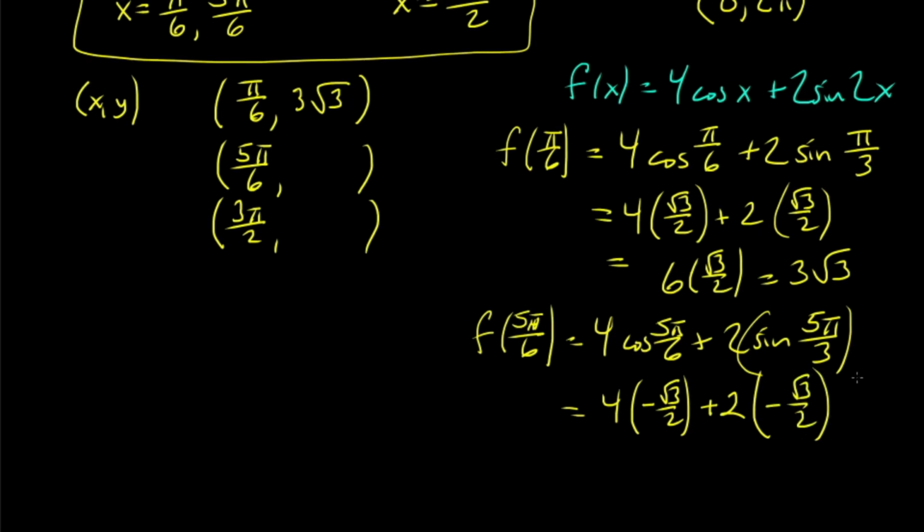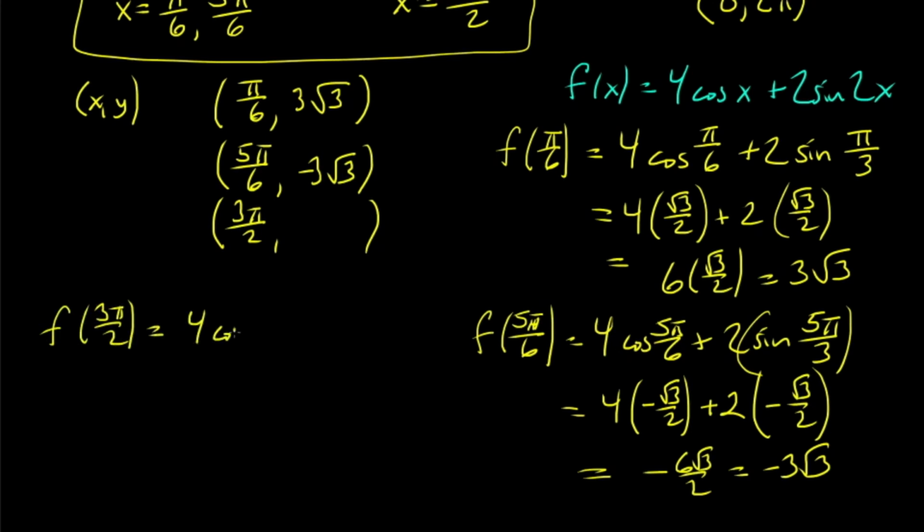I'm trying to think, is that right? 4 pi over 3, 5, yeah. Right, so this will just be negative 6 square root of 3 over 2, or negative 3 square root of 3. And I think you have the right idea here. Now just plug in the 3 pi over 2.